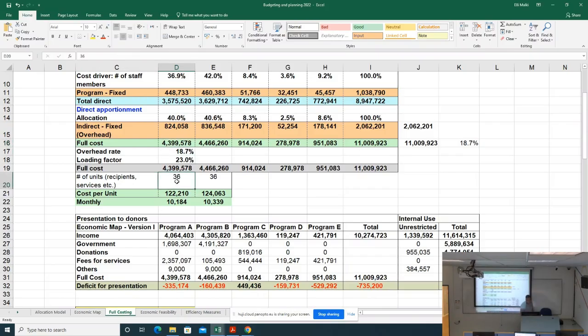This is relatively simple. If I have 36 service recipients in each one of the programs, and I want to calculate the cost per unit, then I have to divide the total cost by the number of service recipients. So that will be 122,000. And since here my payments are on a monthly basis, if I want to move from annual to monthly, then what is left for me to do is to divide the annual figure by 12.